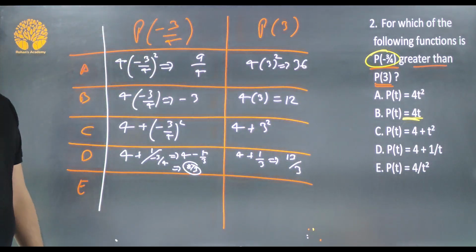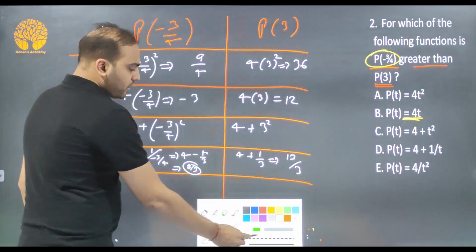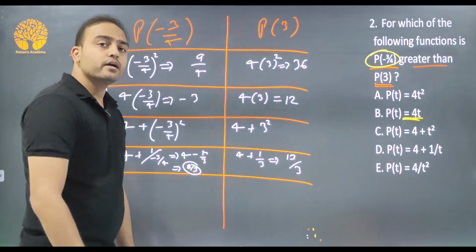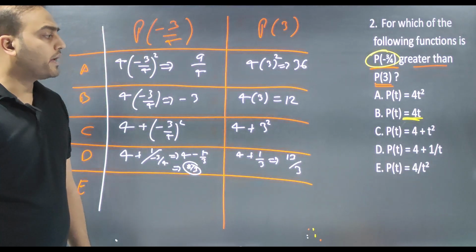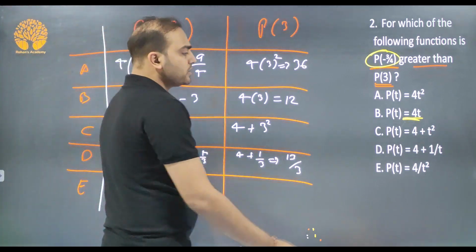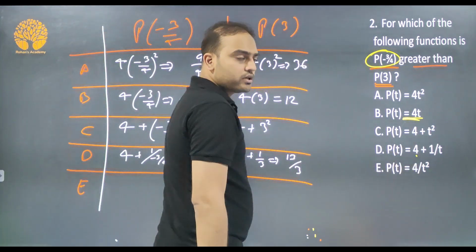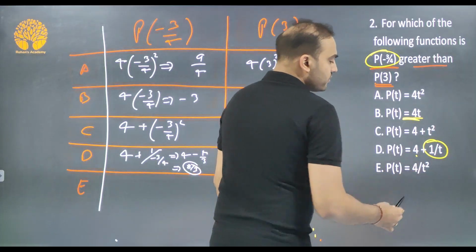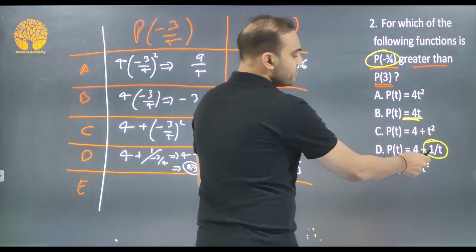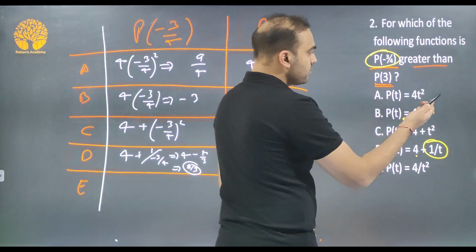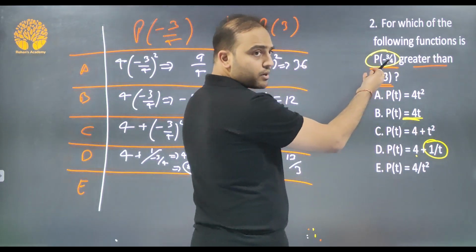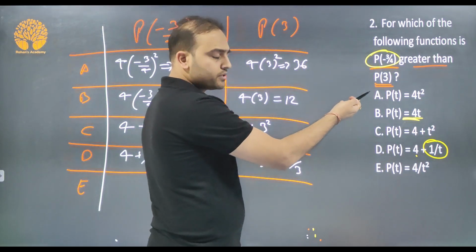However, as I said before, you can apply the negative positive concept here as well. 4 is any which way common. If this is negative, the value will decrease. If this is positive, the value will increase. So p of minus 3 by 4 cannot be greater than p of 3.